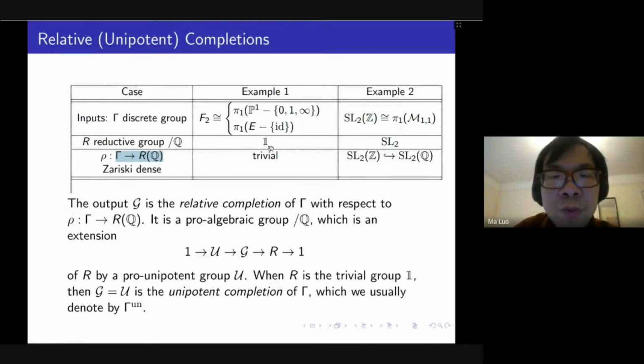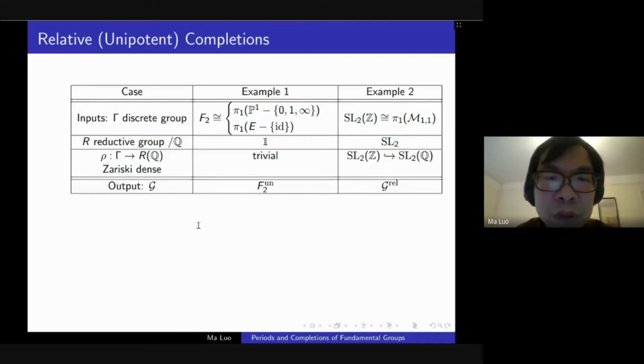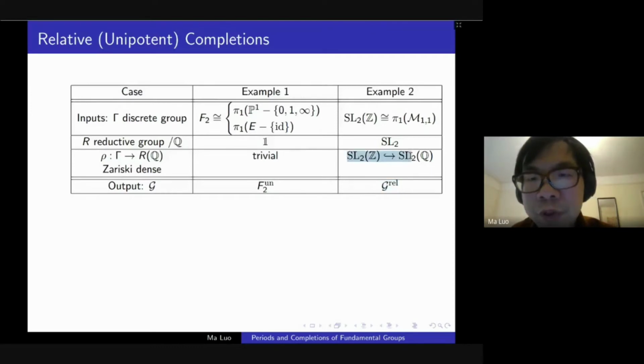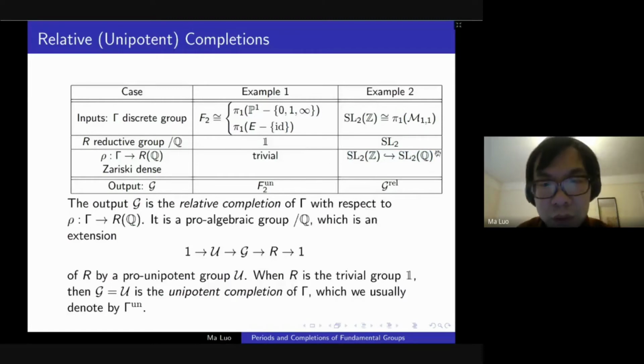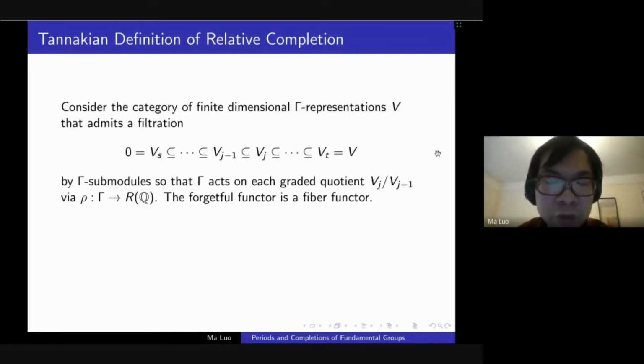When R is the trivial group, like in this case, then the homomorphism would obviously be trivial. Then the end result would be called the unipotent completion of the discrete group, and I will denote it with a superscript UN. So here's the result. This is the F2 unipotent completion, and here this is the notation I will use for the relative completion of SL2(Z) with respect to this inclusion.